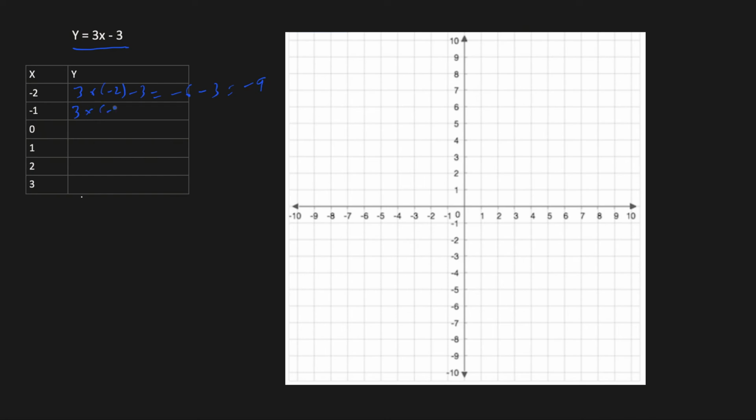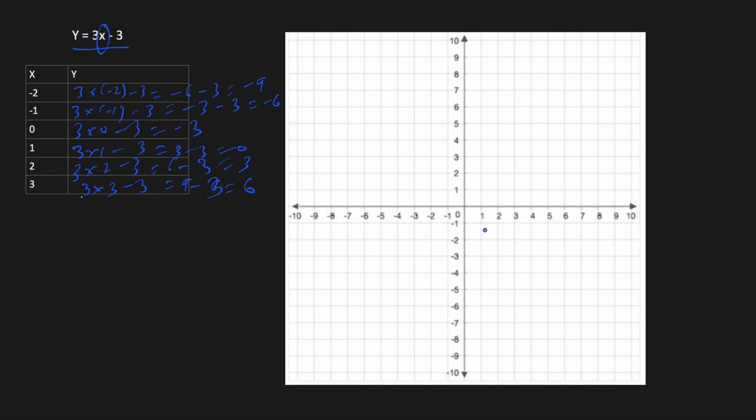3 times minus 1 minus 3, so 3 times minus 1 is minus 3, and then minus 3 is minus 6. 3 times 0 minus 3 is minus 3. 3 times 1 minus 3 is 3 minus 3, which is 0. 3 times 2 minus 3 is 6 minus 3, which is 3. And then 3 times 3, so I'm just replacing x with these values. So 3 times 3 minus 3 is 9 minus 3 equals 6.